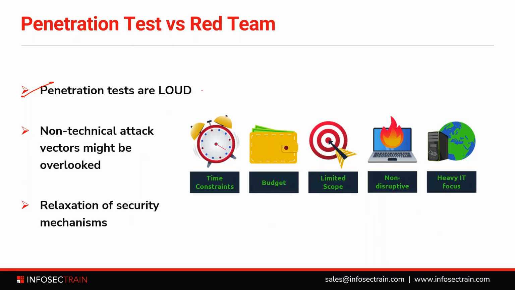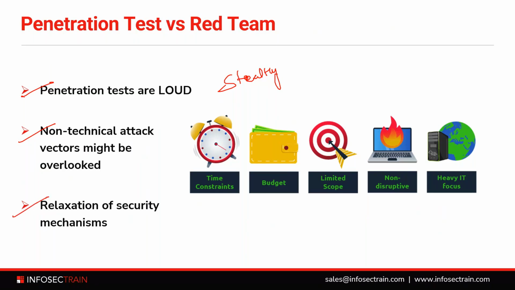On the other hand, red team assessment is stealthy, right? Once you are caught, the red team assessment is closed. Then the non-technical attack vectors might be overlooked in the pen test. So attacks based on social engineering or physical intrusions are not usually included in what is tested, right? Now in red teaming, we do social engineering, we do physical intrusions, we do physical attacks.